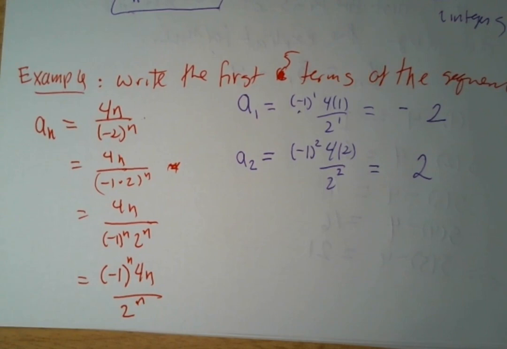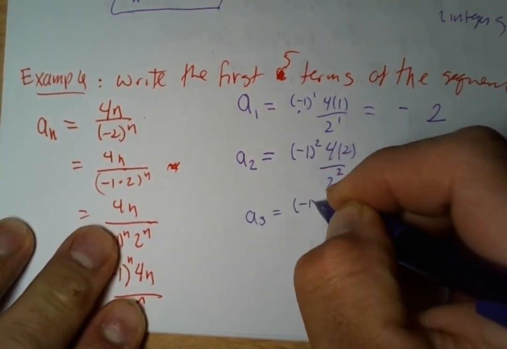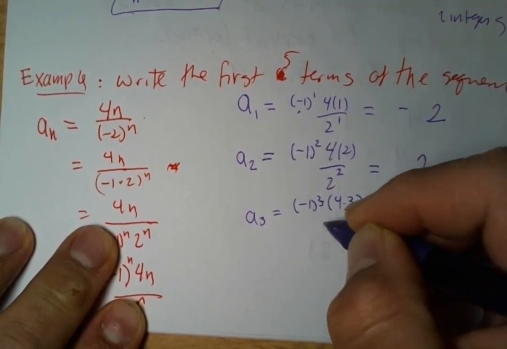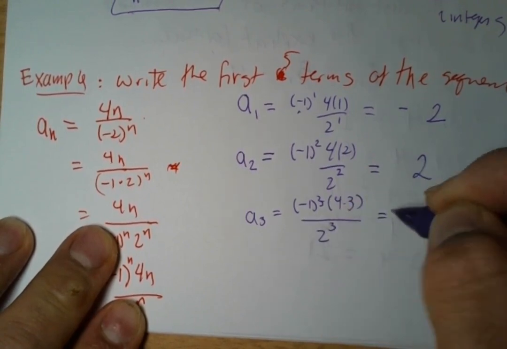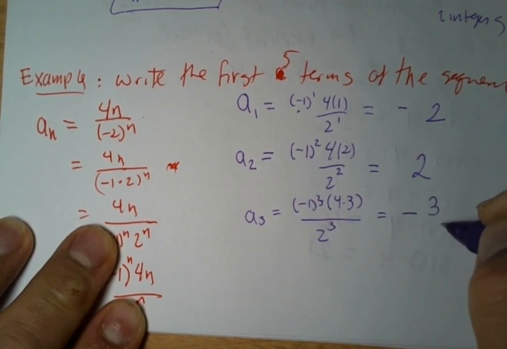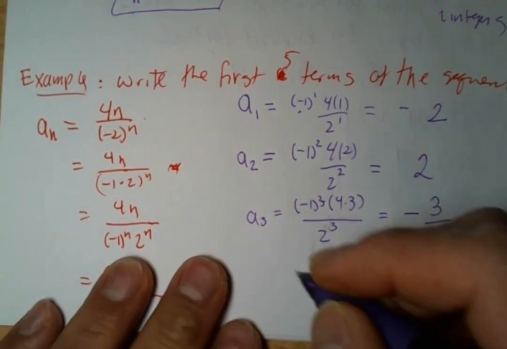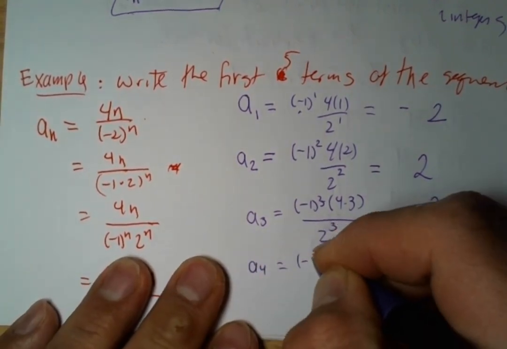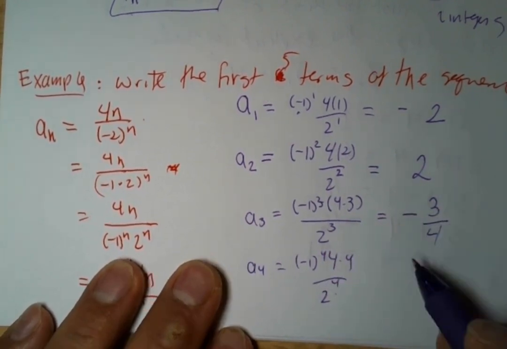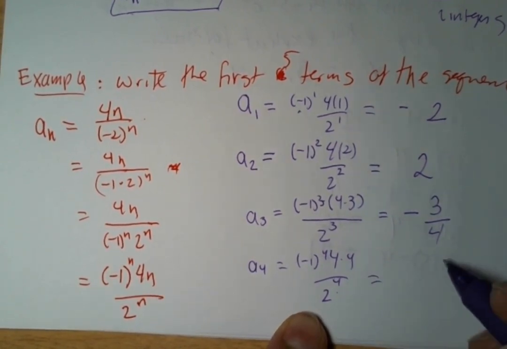Okay, and then moving along here, our third term, we have negative 1 to the third, 4 times 3 over 2 to the third. So we'll have a negative, and what we got, 12 over 8, we got 3/4. Okay, and then a4. So here we have 16, and here we have 16 as well. So we'll have 1.